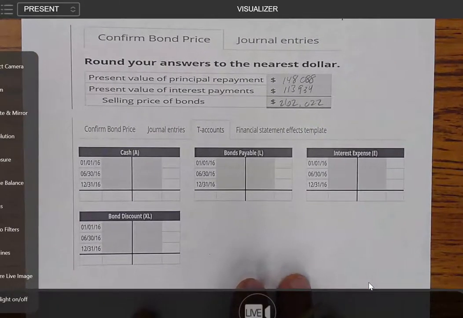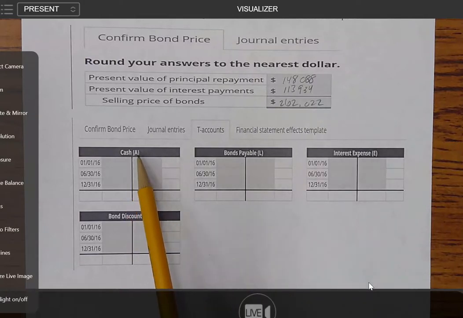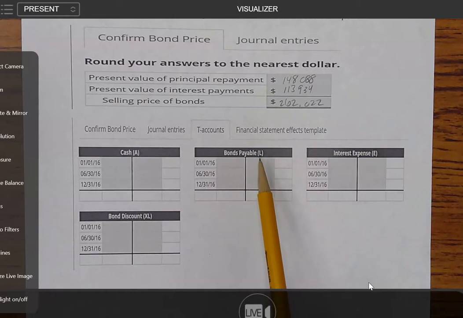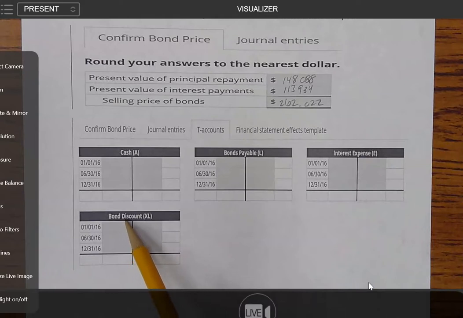Now we've got all of these T accounts that we have to deal with. And that's okay. Notice that we have a T account for cash, and they tell us that it's an asset, and hopefully we already know that. Bonds payable, liability, interest expense is an expense, and bond discount is a contra liability. Doesn't mean extra large. It means that it is a contra liability or an adjustment account for the liability account. All right. So, and they also were kind enough to date these items for us.